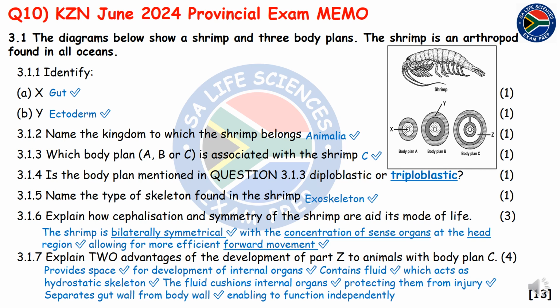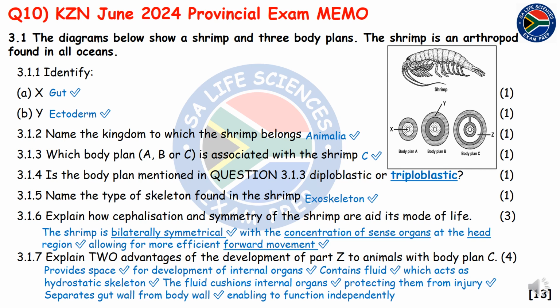3.1.7. Explain 2 advantages of the development of part Z to animals with body plan C. So part Z is the coelom. Why is this an advantageous development? It provides space for the development of internal organs. It contains fluid which acts as a hydrostatic skeleton, but remember this doesn't actually apply to arthropods because they have an exoskeleton. The fluid cushions internal organs, protecting them from injury, and it separates the gut wall from the body wall to enable these 2 parts to function independently.